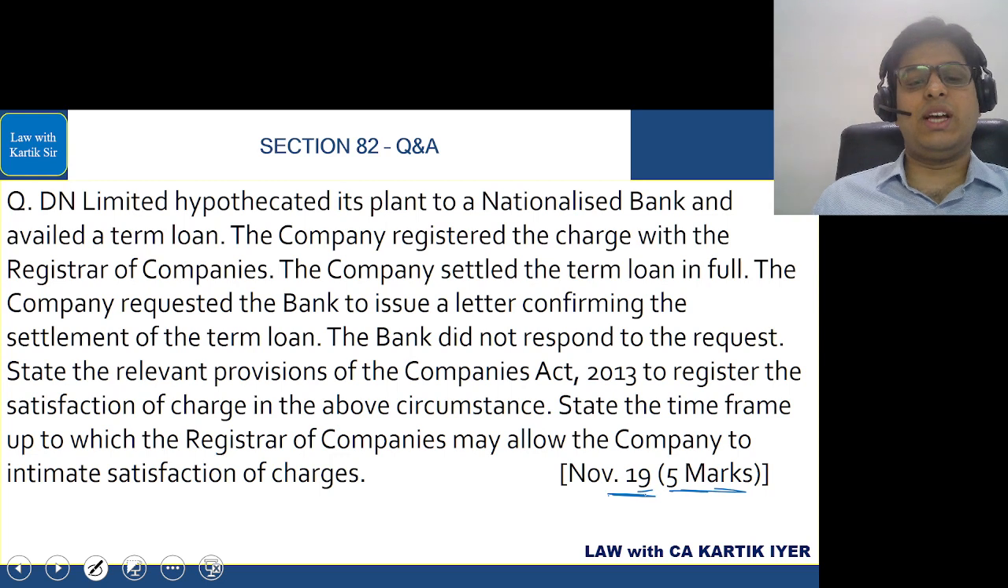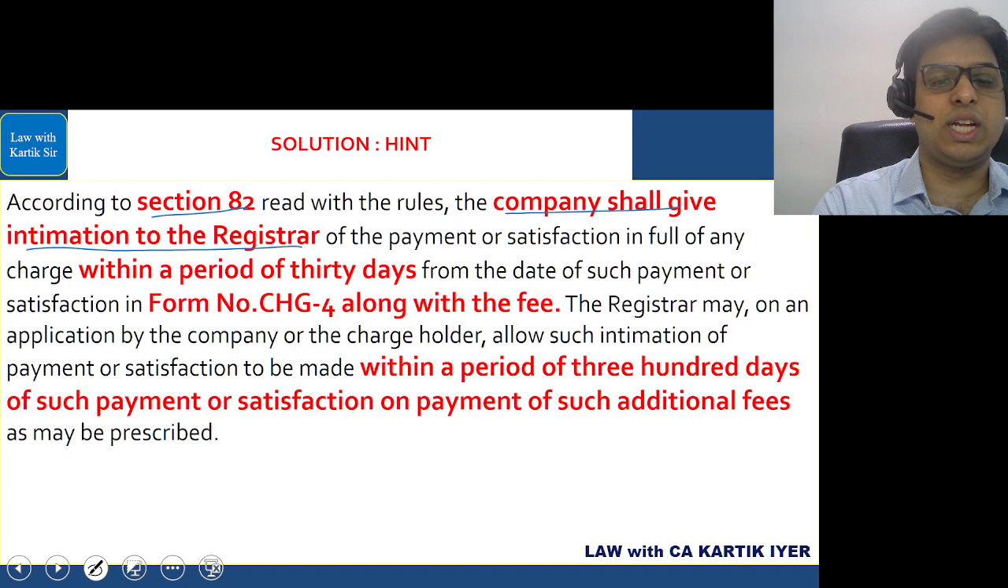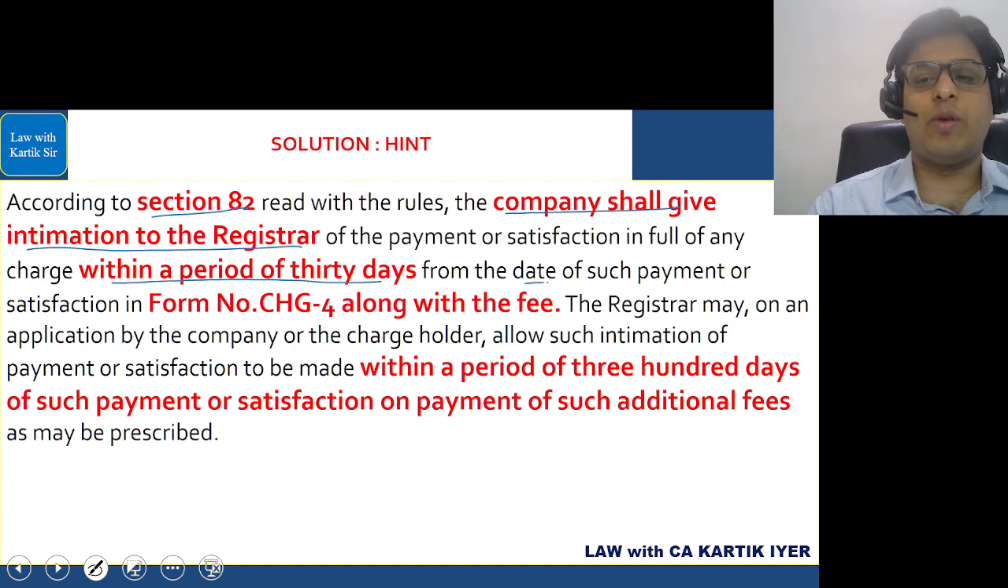So the company is planning to give the satisfaction of charge, and they have given a time limit for this. So section number 82 you have to explain in full. The company shall give intimation to the registrar within a period of 30 days from the date of such payment or satisfaction, in form CHG-4 along with the fee.